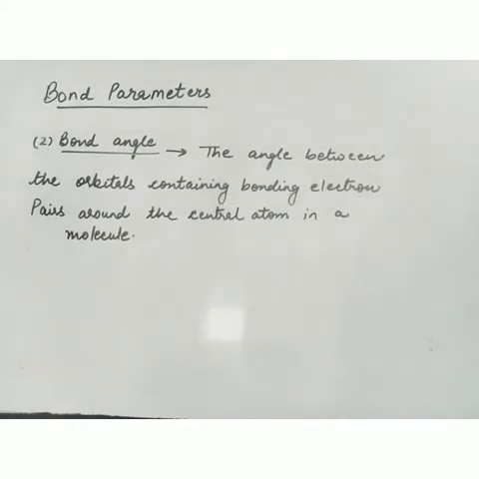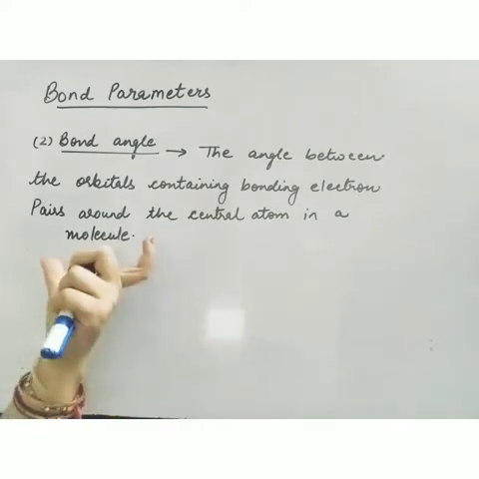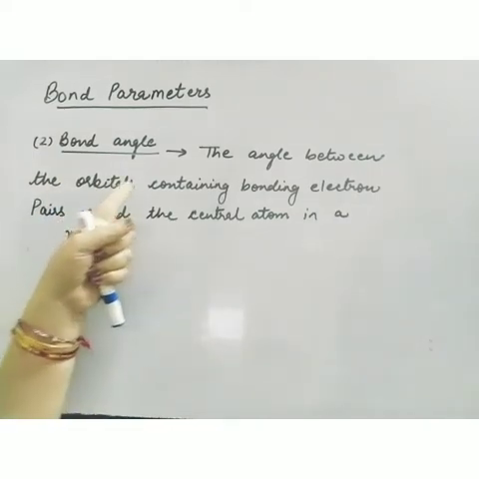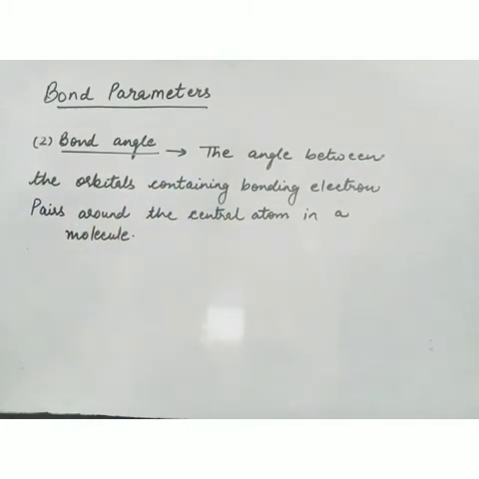The second bond parameter that we have to discuss is bond angle. Now what is the meaning of bond angle? Already in our VSEPR theory and hybridization we have learned this term, bond angle. What is bond angle? It is the angle between the orbitals containing bonding electron pairs, means the angle between the bond pairs of electrons around the central atom in a molecule. So we are taking some examples.